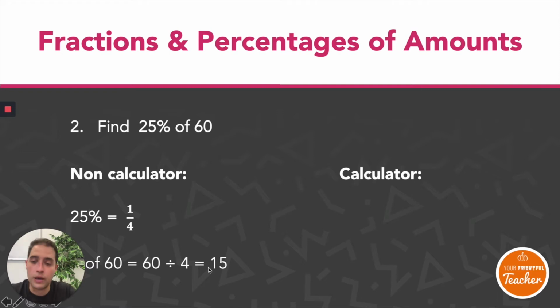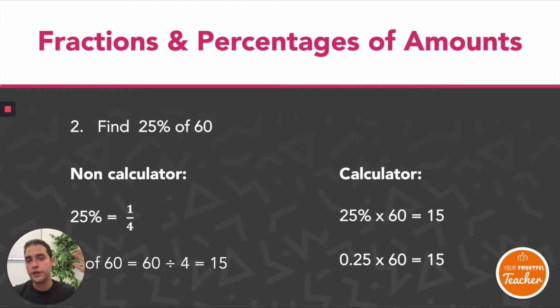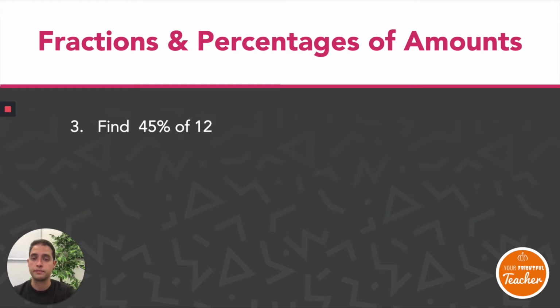Now, if you have a calculator, please use it. Don't let any mistakes creep in. If you're allowed to use a calculator, just use the percentage button: 25% times 60 equals 15. But if you want to convert it into a decimal, that's very easy to do as well. 25% converted into a decimal is 0.25. You times that by 60 and you get the same result, of course, 15.